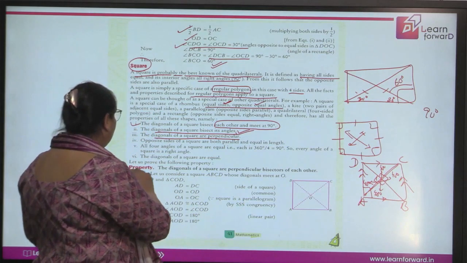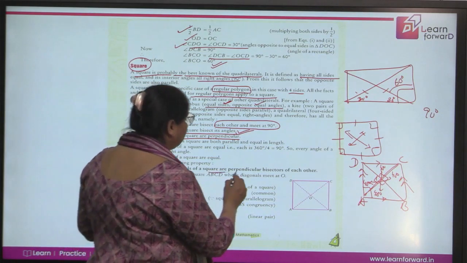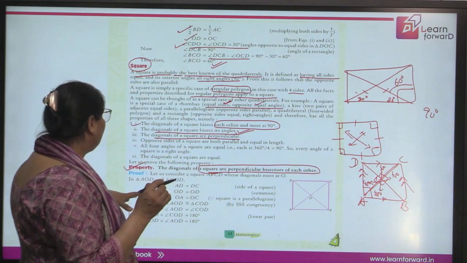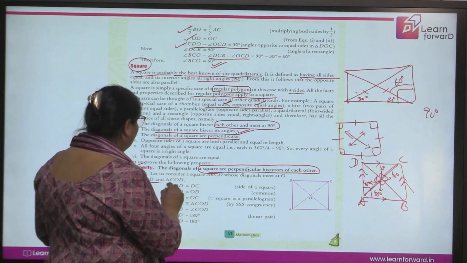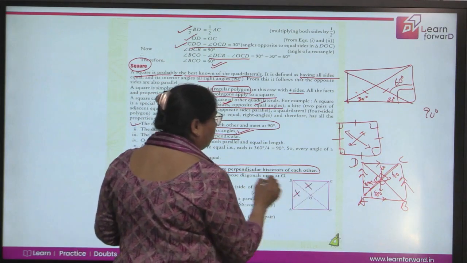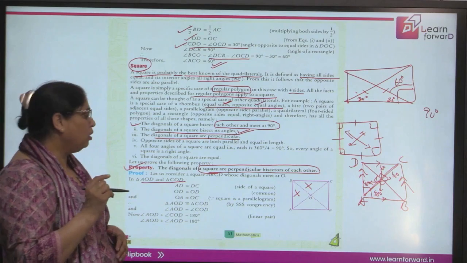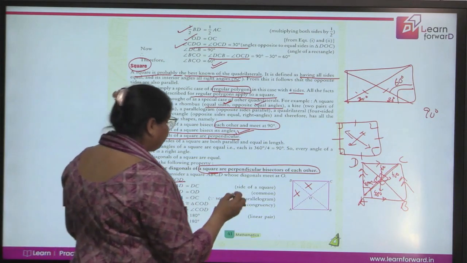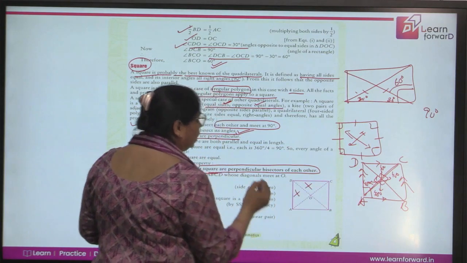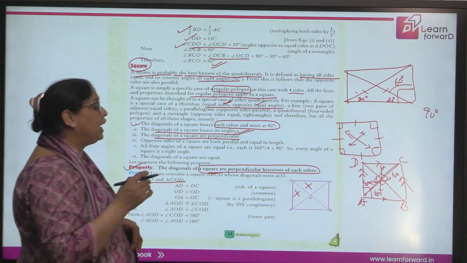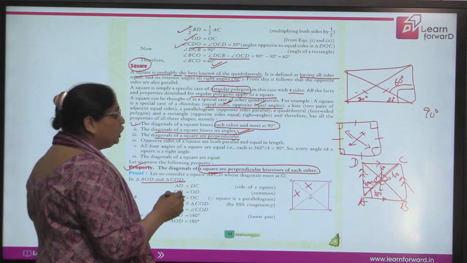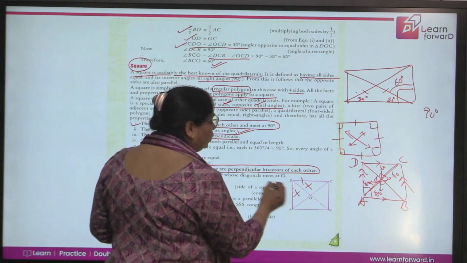Now the first property we have to prove: the diagonals are perpendicular bisectors of each other. This is what I have told you earlier also. For this, we take these two adjacent triangles of the quadrilateral, triangle AOD and triangle COD. We have to prove that the diagonals bisect each other at 90 degrees. For this, I am taking these two triangles. This side is equal to this side, adjacent sides of a square.